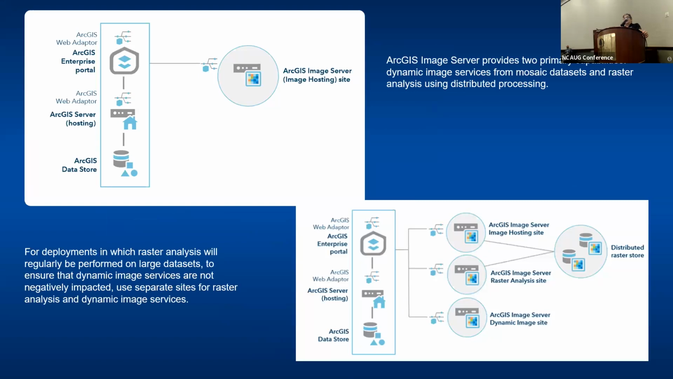So there's another concept with the image server that's important to understand, is that you can do image server a couple of different ways depending on your workflows. Image server can be an image hosting server, like I have in the top left picture, but it also can be a raster analytics and dynamic imagery server where you have multiple servers supporting that. And then you can add the distributed raster store to what you're doing. And then you're having set workload separation, and you're scaling the functionality that you're adding to your ArcGIS Enterprise environment.